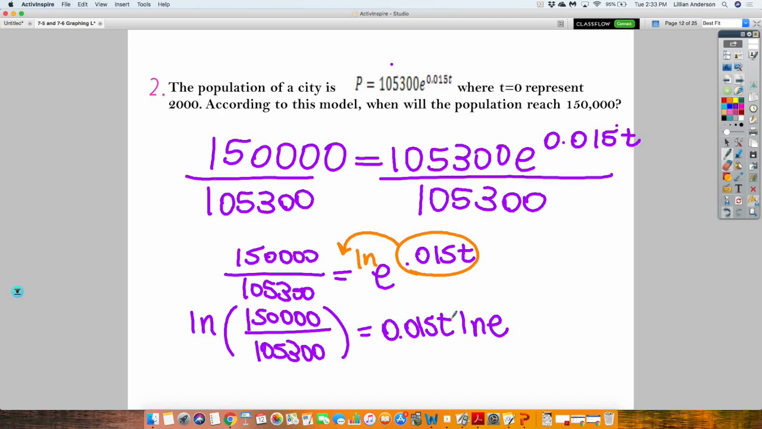And then I heard someone say it, something about ln and e. They cancel out. So then that is gone. And so the last thing I need to do to solve for t is what? I need to divide.